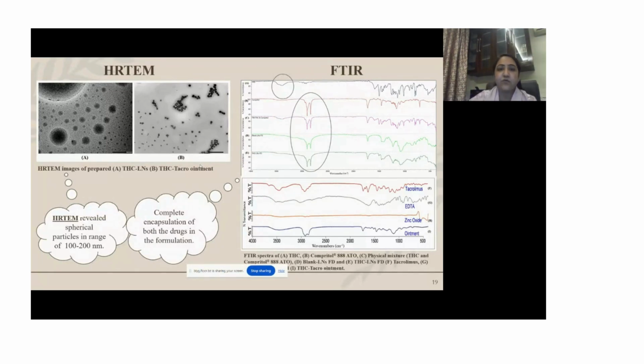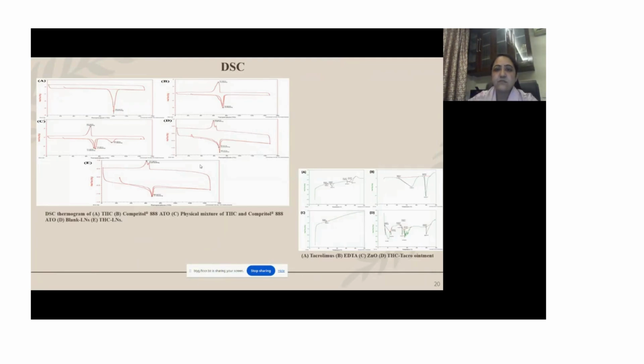So on the basis of this study, I have performed DSC, that is differential scanning calorimetry. With the help of this study, we observed a broad endotherm and the amorphous nature of the drug. In this study, we also found there is no physical interaction between the excipients and drug. So we can say there is successful incorporation of both the drugs in the SLNs as well as the ointment.